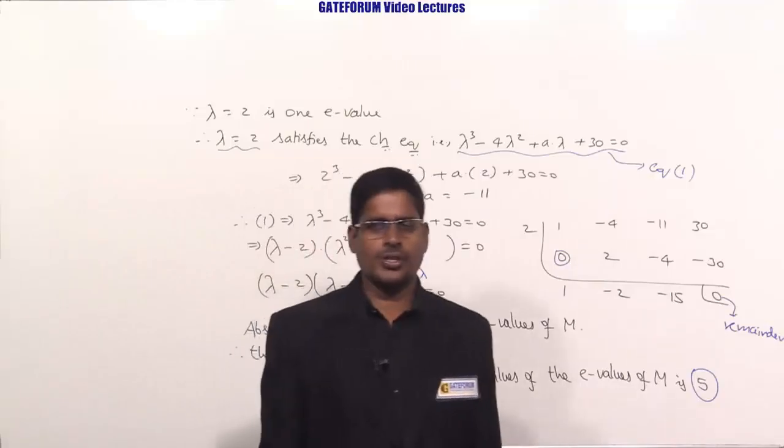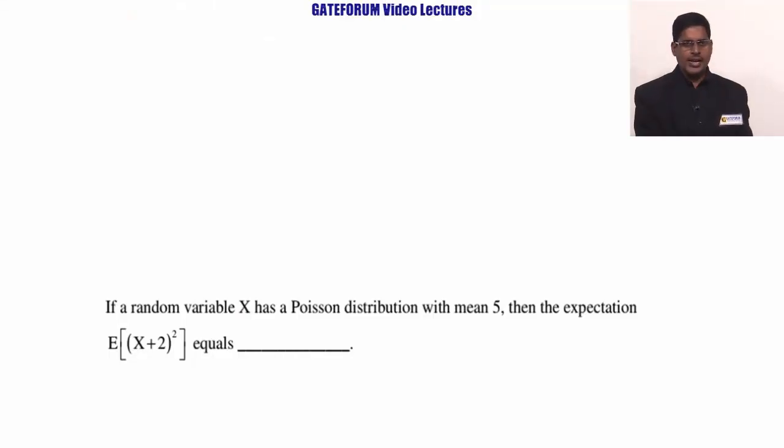This is the end of the question. The question is, if a random variable x has a Poisson distribution with mean 5, then the expectation E of (x plus 2) whole square equals. This question is from engineering mathematics. Topic is probability and statistics. Subtopic is distributions, which is from GATE 2017.